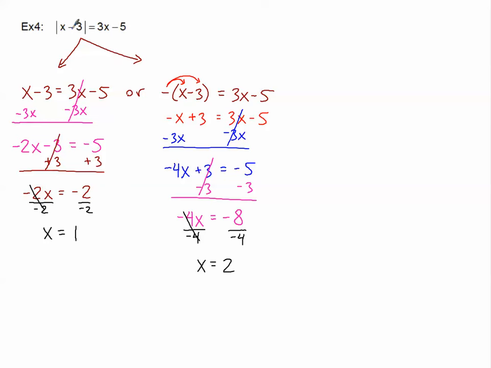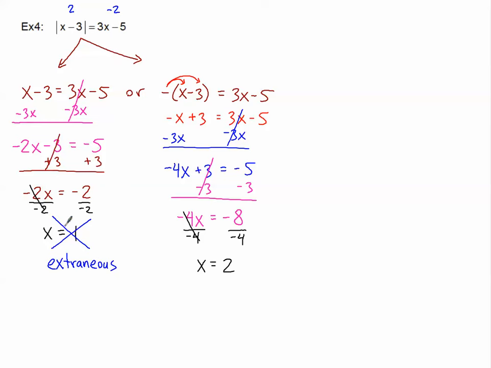I get 1 minus 3. 1 minus 3 is negative 2. The absolute value of negative 2 is positive 2. When I plug a 1 into this side, I get 3 times 1, which is 3. And 3 minus 5 is negative 2. But wait a minute. 2 does not equal negative 2. This is not a correct answer. It's an extraneous solution, an extraneous answer.